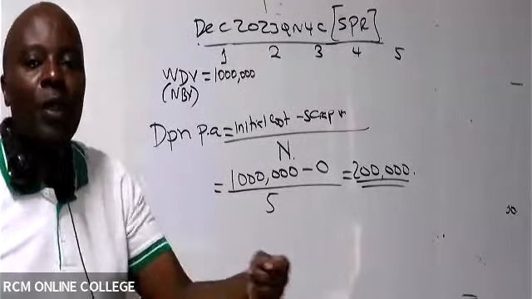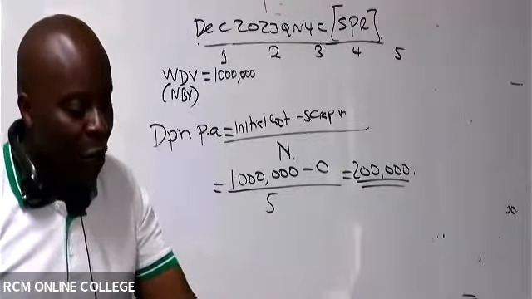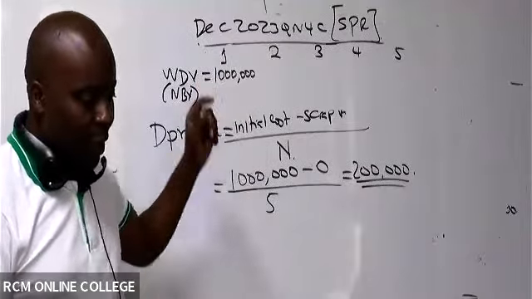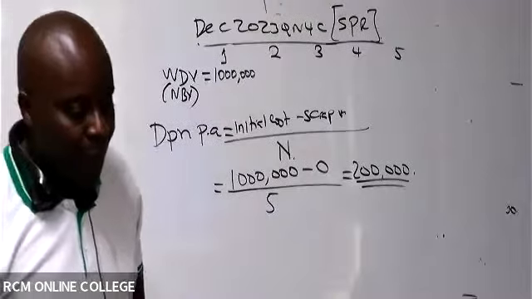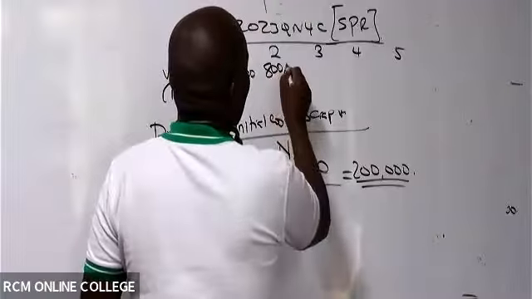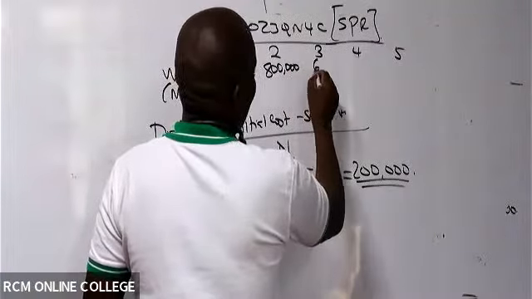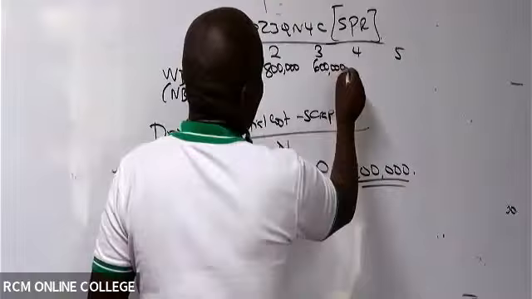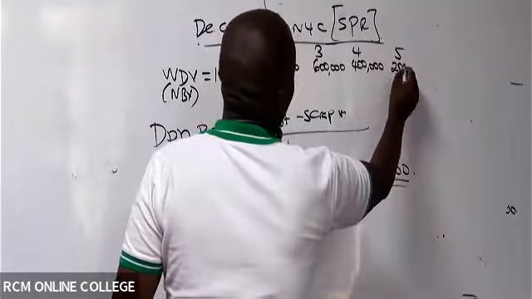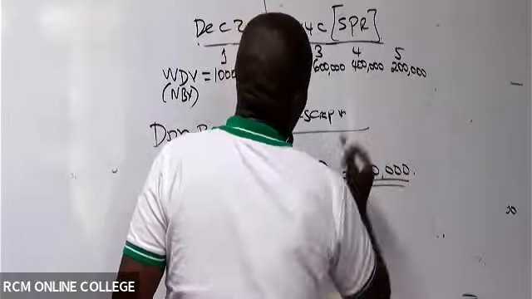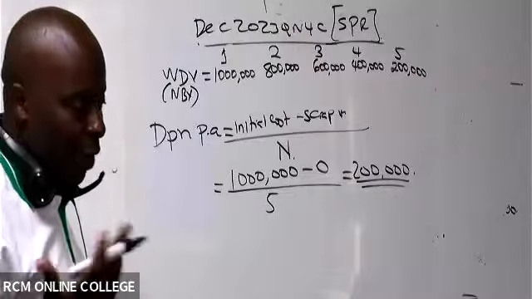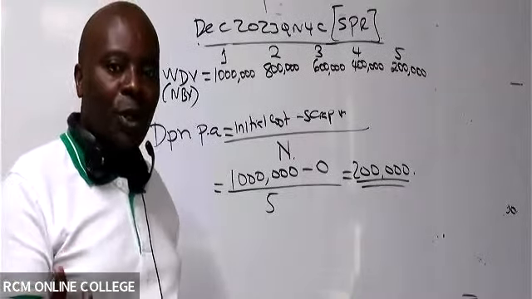So at the beginning of year 2, it will be worth how much? Somebody take away 200,000 from 1 million. It will be worth 800,000. And you keep doing that throughout. So 800,000, 600,000, you are deducting 200, 400,000 at the beginning of year number 5. This will be 200,000 at the beginning of year 5. At the end of year 5, we expect the thing to scrap at zero.